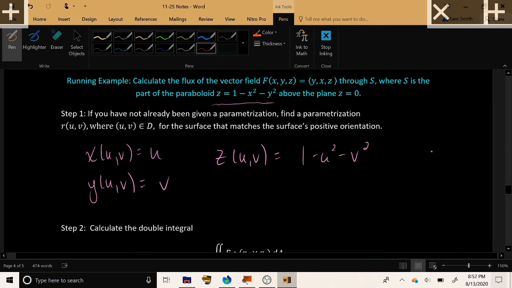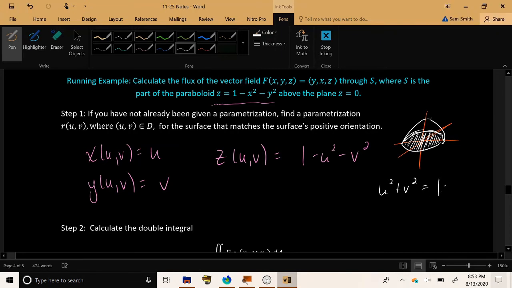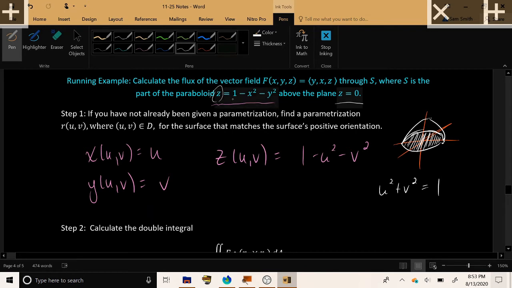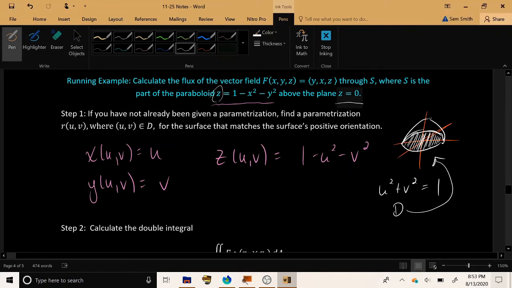Okay, so now let's make a note about what values of u and v are allowed. Here is our u and v, and here is our paraboloid, which I have drawn, and the values of u and v are the same as the values of x and y which are applicable for this surface. So u and v are going to occupy the disk of radius 1, because if z is equal to 0 at the plane, and we set z equals 0 here, we'll be able to rearrange that to get x squared plus y squared equals 1, and then u squared plus v squared equals 1. So I'm just going to mark that that corresponds to our domain here in terms of u and v values.